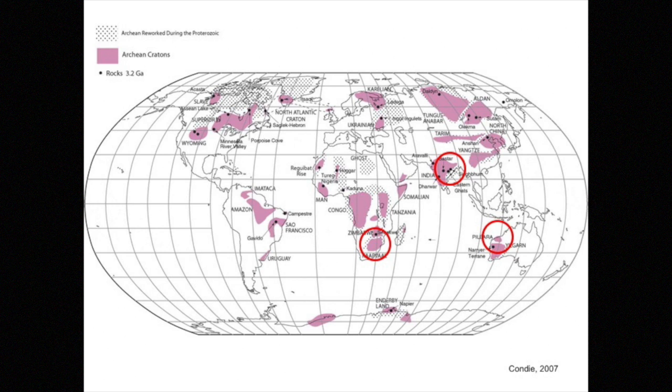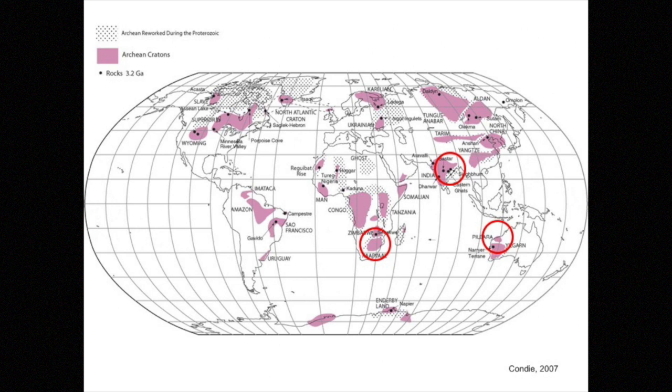Now, if you want to investigate these processes, you need to have very well preserved Archaean rocks, and there are quite a number of Archaean cratons scattered all over the world, but there are only a few places where you can find volcano-sedimentary rocks of sufficiently low metamorphic grade. So here we're talking about greenschist facies metamorphic grade, and there are not that many places around.